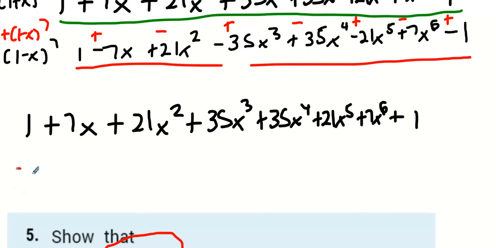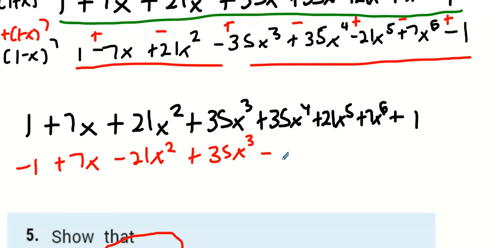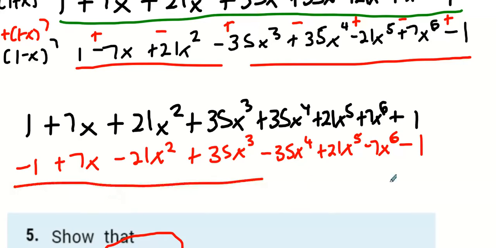Plus 1 changes to minus 1. Minus 7x changes to plus 7x. 21x squared changes to minus 21x squared. Minus 35 changes to plus 35. And you're just alternating all the way down, because the symbols have changed. It's the exact opposite of what it was because you're multiplying it by minus. Now you're going to add directly down. We're adding directly down.